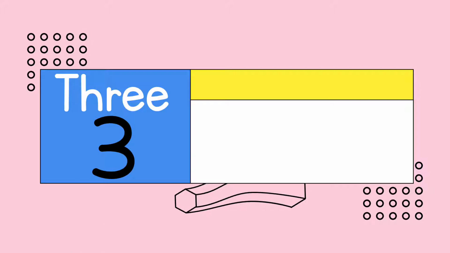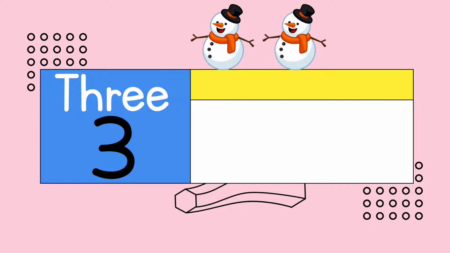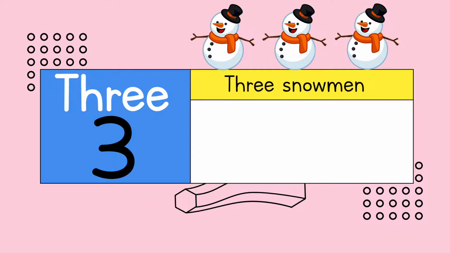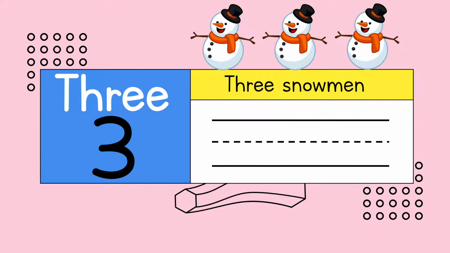This is number 3. 1. 2. 3. 3. Snowman. Write number 3.